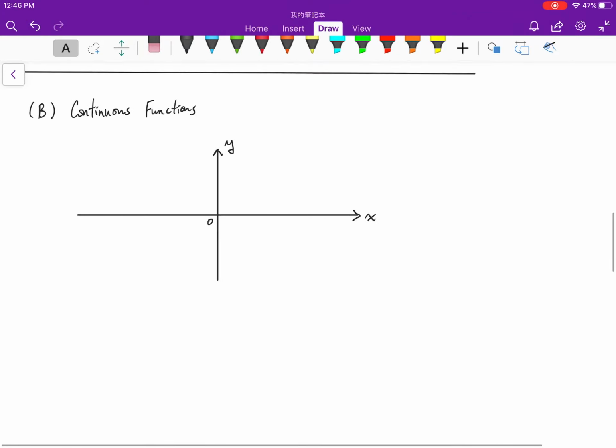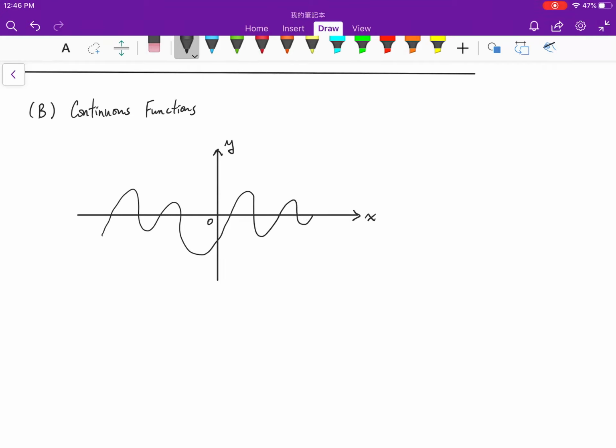Let's go to part B. In part B, we are talking about continuous functions. Continuous means it is not broken. So consider any function that we can draw without breaking, and it is a continuous function. Let's consider this is A. We make it shorter, so you can redraw it again. It's a continuous function.